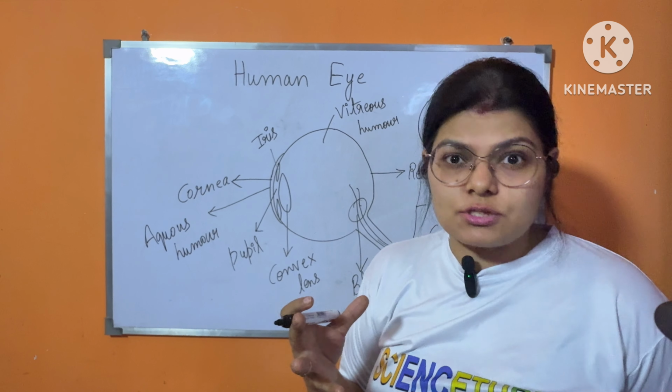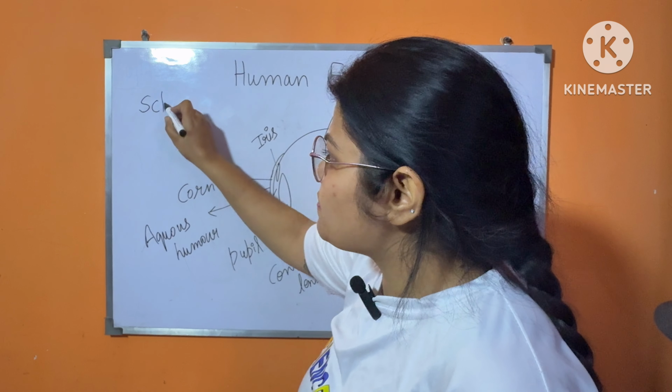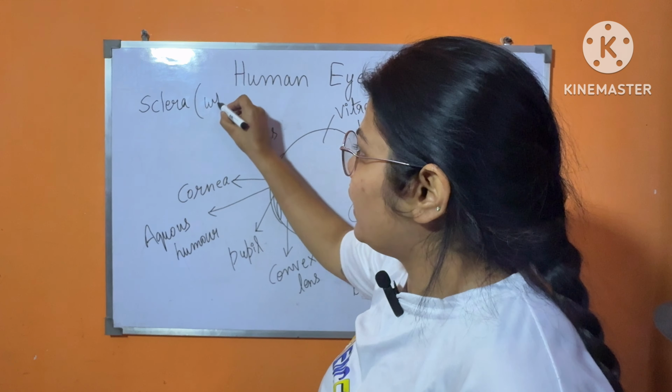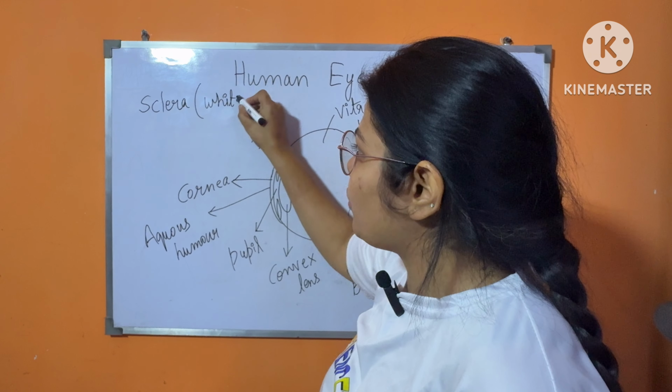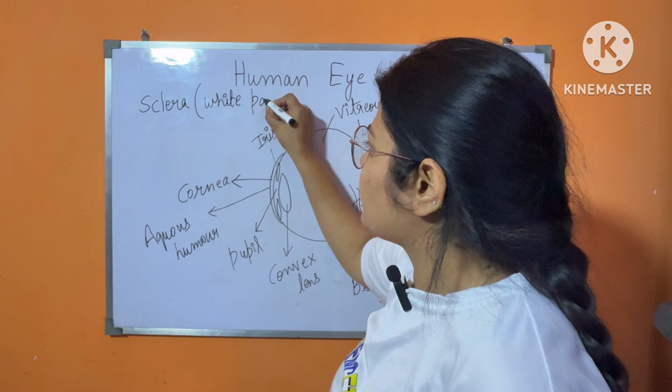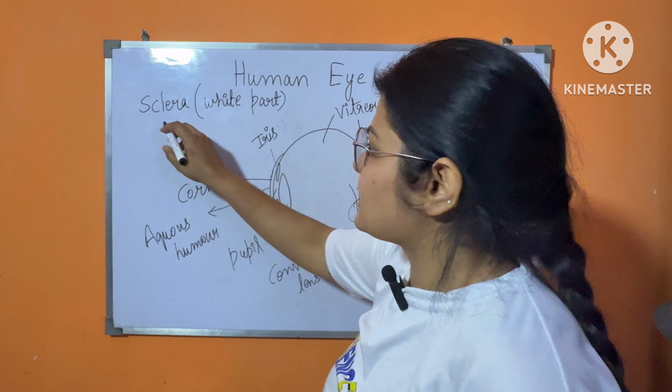Now there are three more parts that I want to talk about. The white part. We all see the white part of our eyes except for the pupil and the iris. That is your sclera. Sclera is basically the white part of your eyes. It protects your eye from the outer environment. So that is the white part of your eye, and we call it sclera.